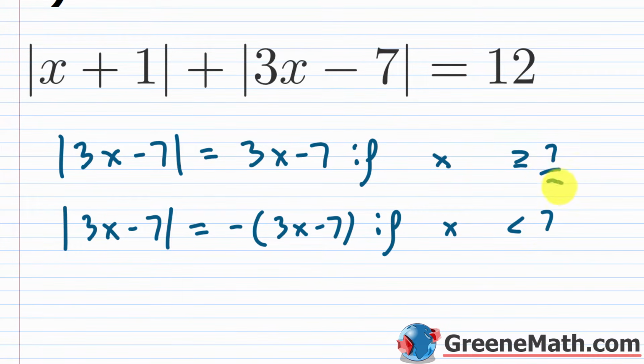So basically, you would say that if x is greater than or equal to 7/3, the absolute value of 3x minus 7 can be found by just dropping the absolute value bars, right? And then if you're less than 7/3, well, then the absolute value of 3x minus 7 can be found as the negative of this quantity, 3x minus 7.